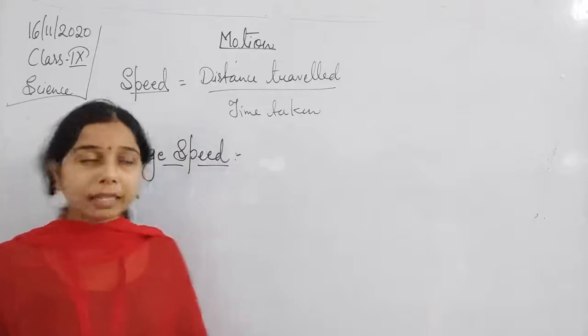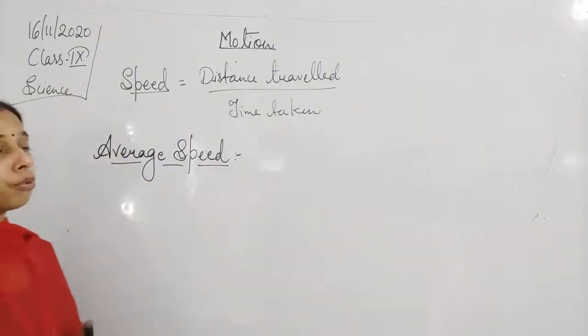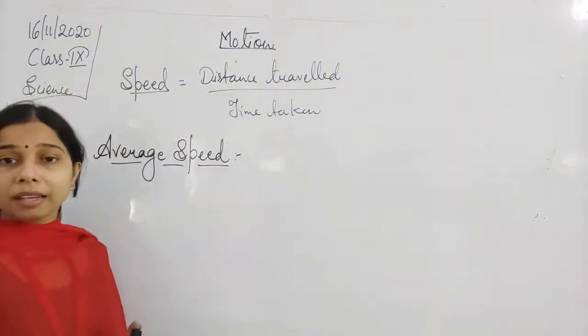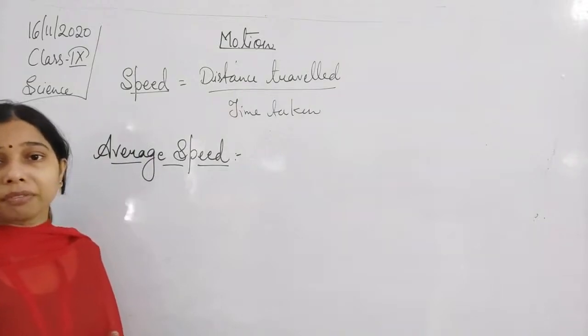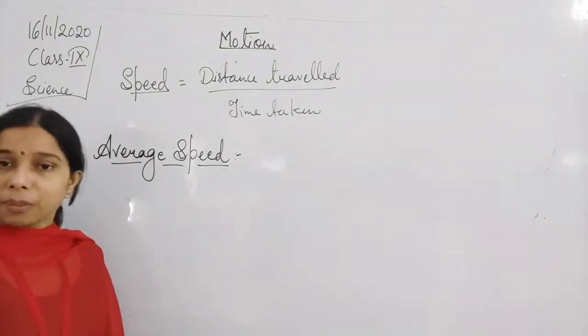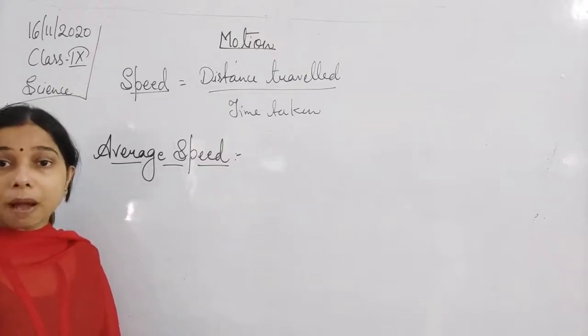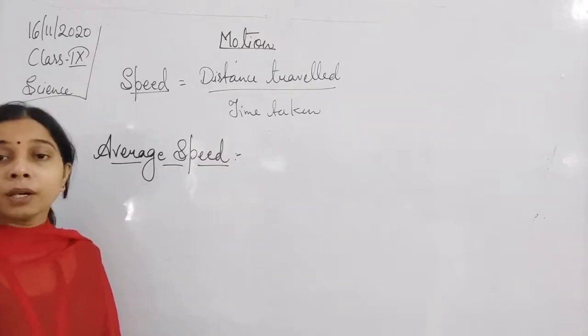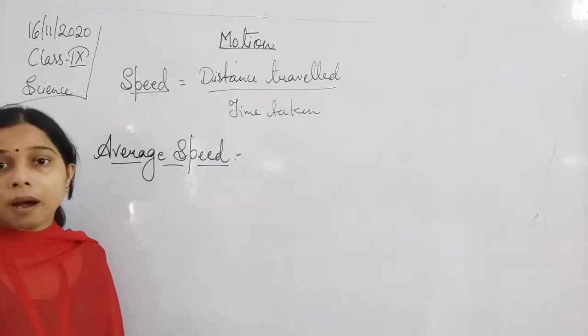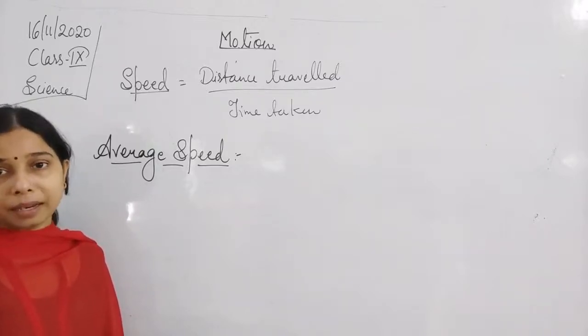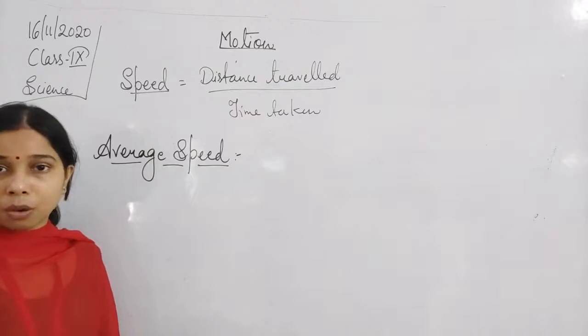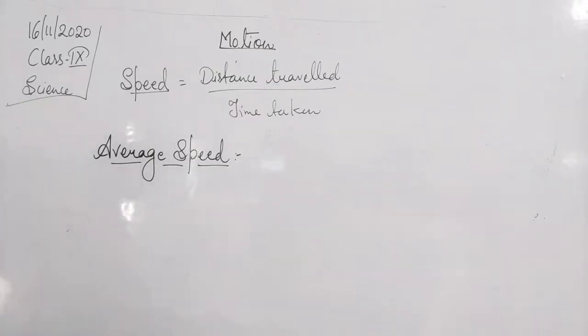So in that case, what we used to do is find the average speed of that particular vehicle. And how are you able to find the average speed? By calculating the total distance traveled upon total time taken. So we can write it.